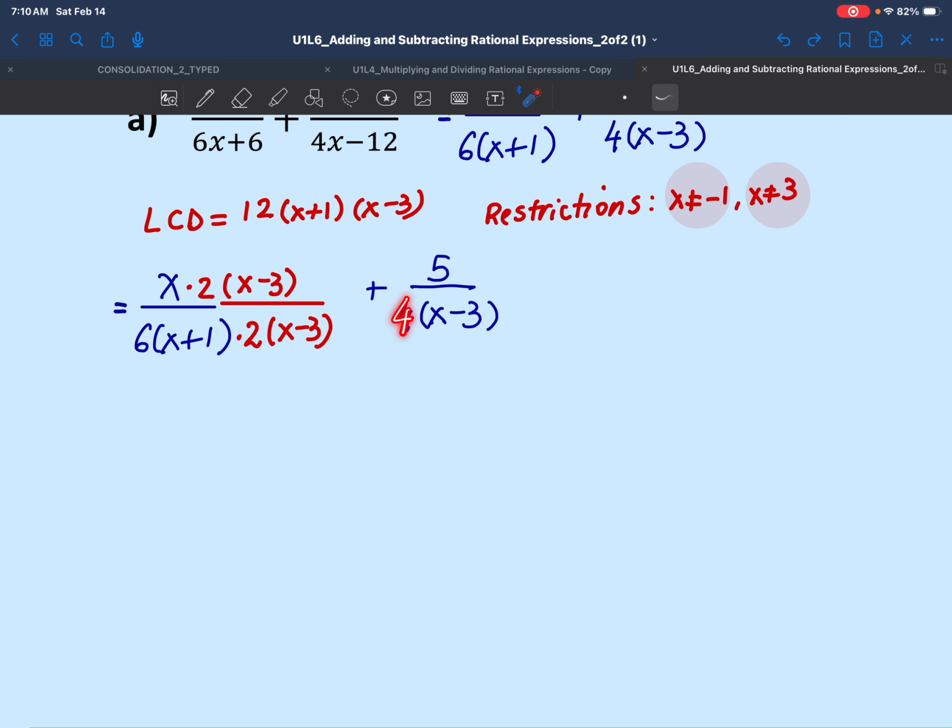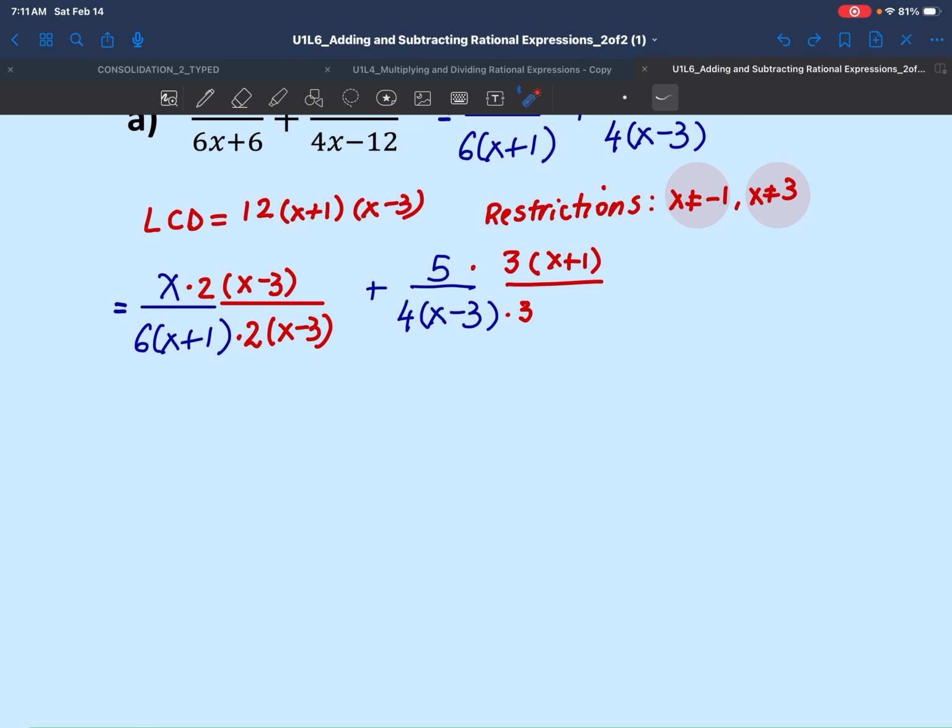We want to make it a 12th. That means you multiply by 3 over 3. And we have x minus 3. We need to introduce the x plus 1 as a factor here, so we'll multiply by x plus 1 numerator and denominator.